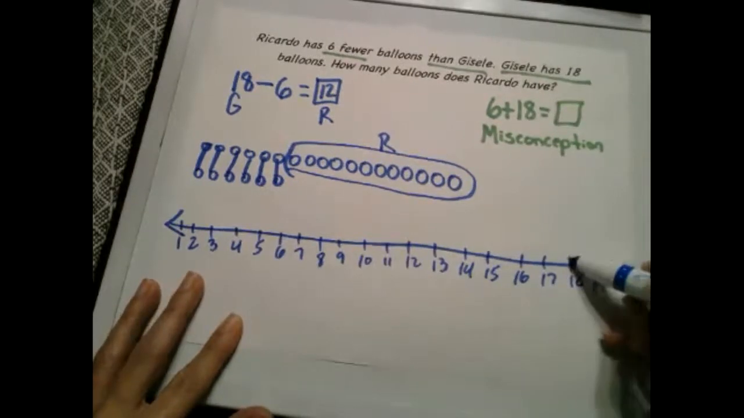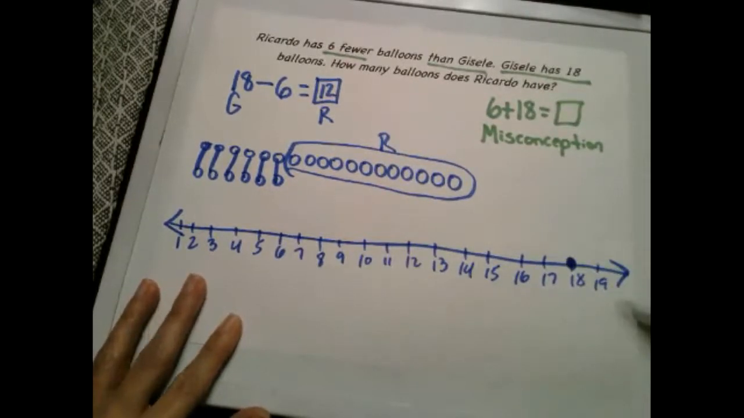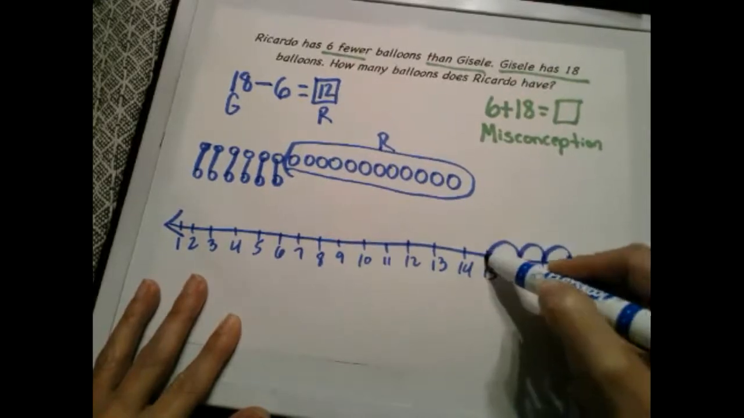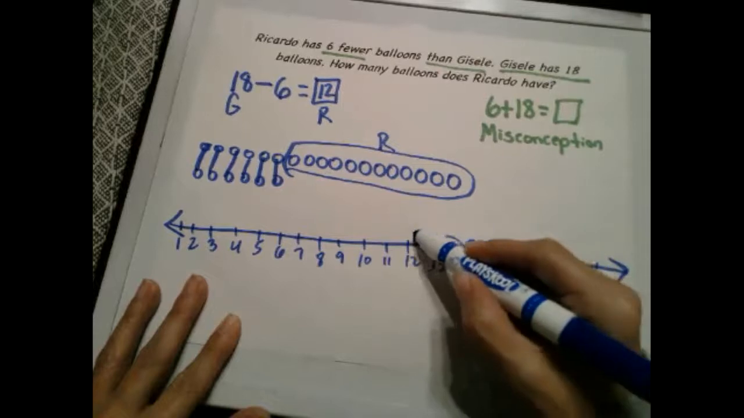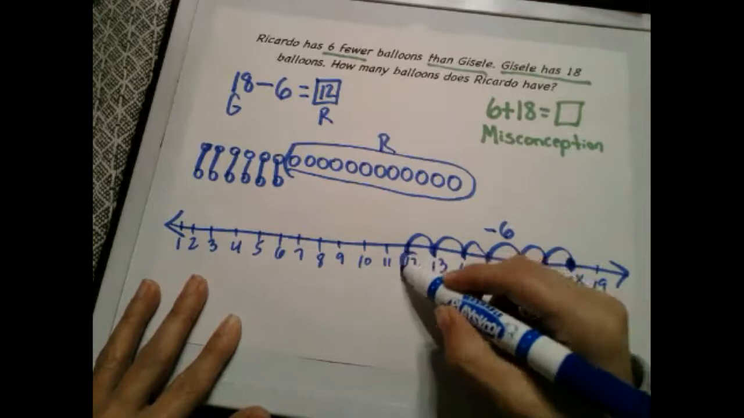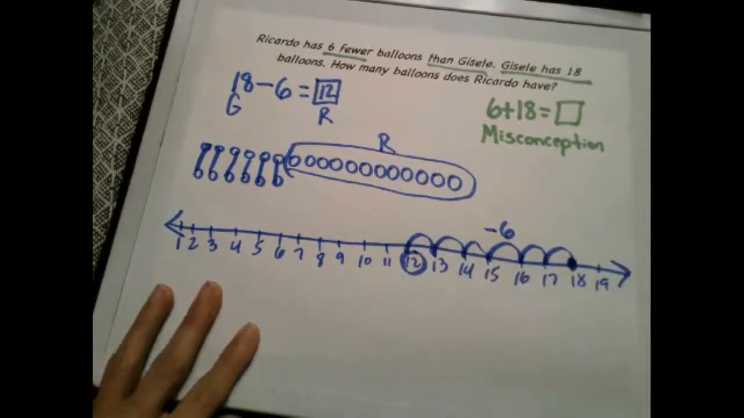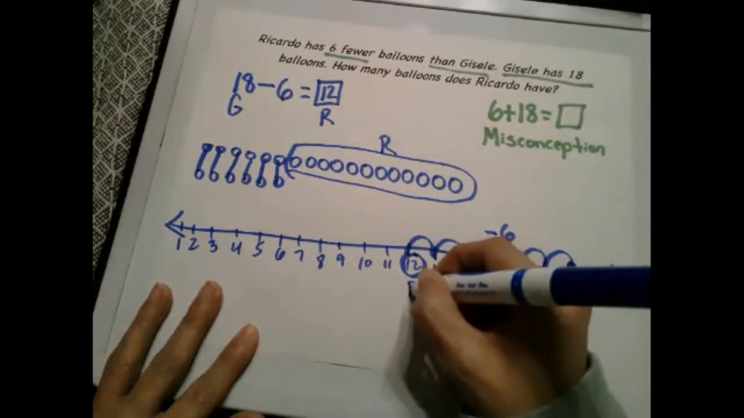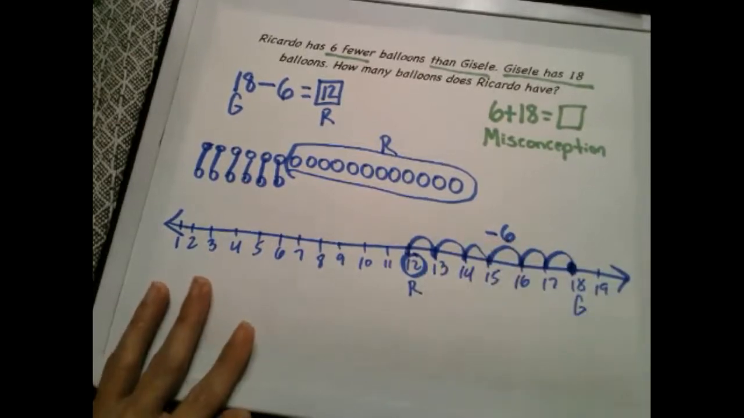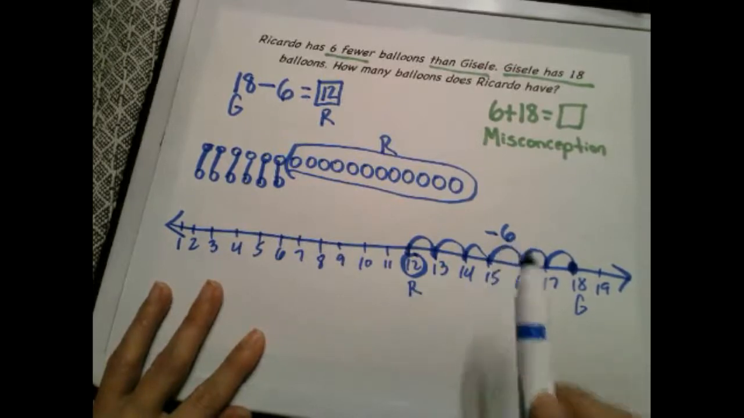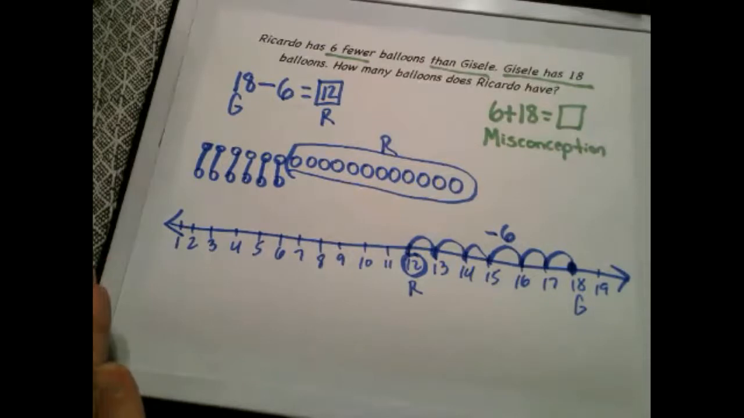They started at 18 and they minused out 6. 1, 2, 3, 4, 5, 6. And when they stopped, they were at 12. So Giselle had 18 and Ricardo had 12 because he has 6 fewer. Great thinking, mathematicians. Let's try another one.